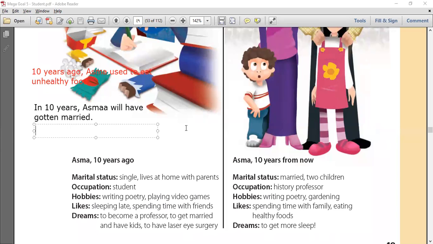She was going to be a history professor. Excellent. She was going to be a history professor. Yes, as we can see here, she married and then occupation history professor, but here 10 years ago she was just a student. Excellent. Thank you, Ghadi.